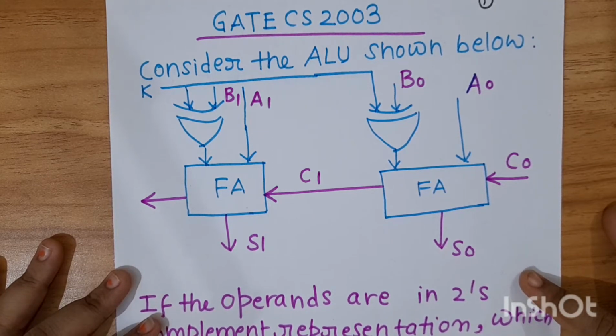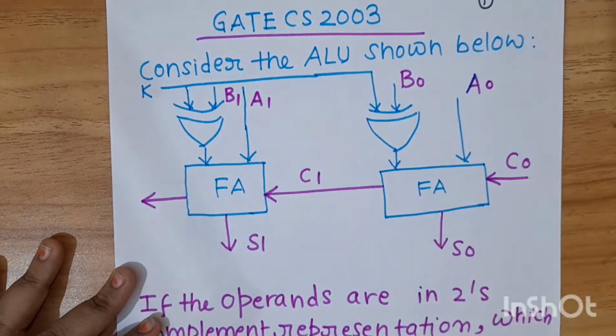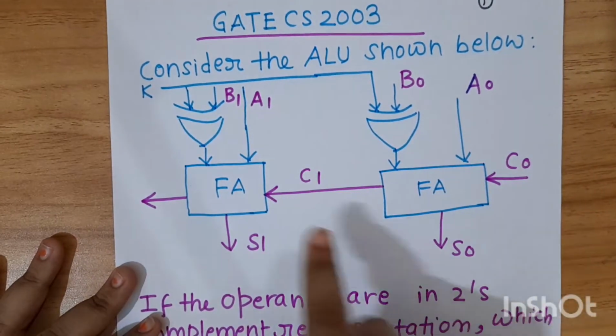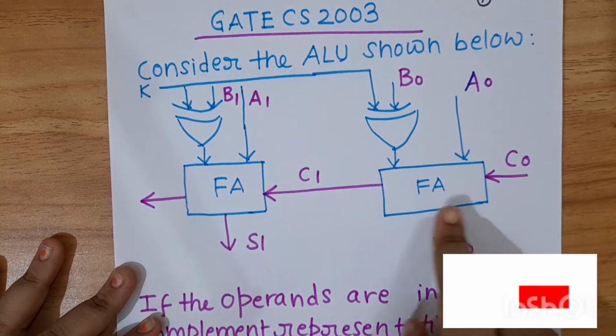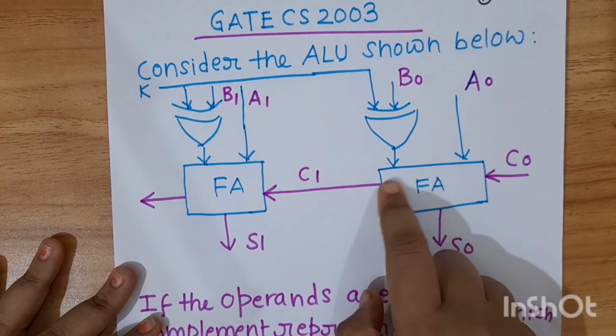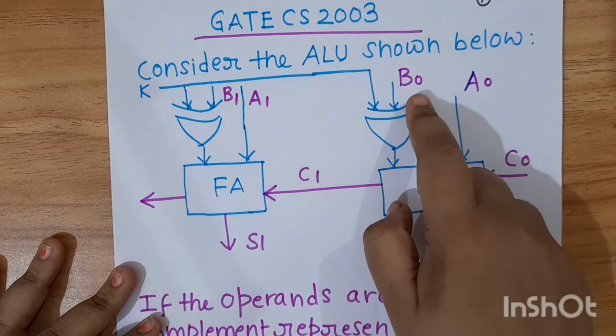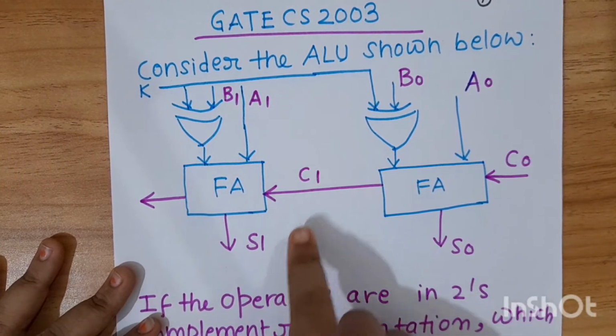Today I am going to solve one question asked in GATE Computer Science 2003. Consider the ALU shown below. Here is the circuit: full adders, cascaded. C0 is the input to the first full adder. A0 is another input and the third input is B0 XOR K. Output is S0 and the carry coming out is C1.